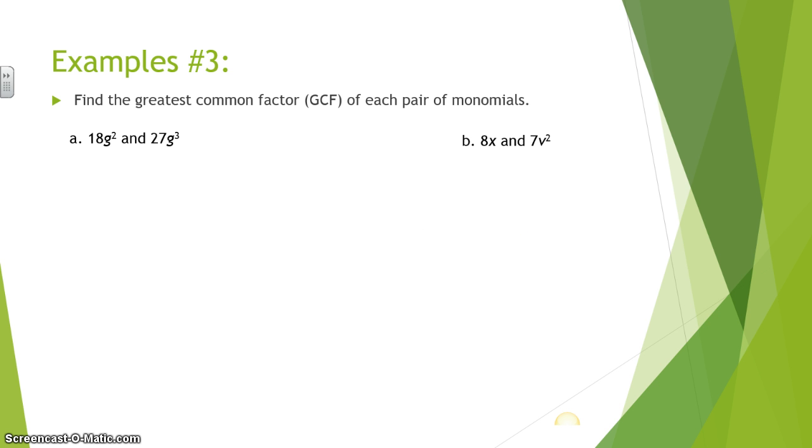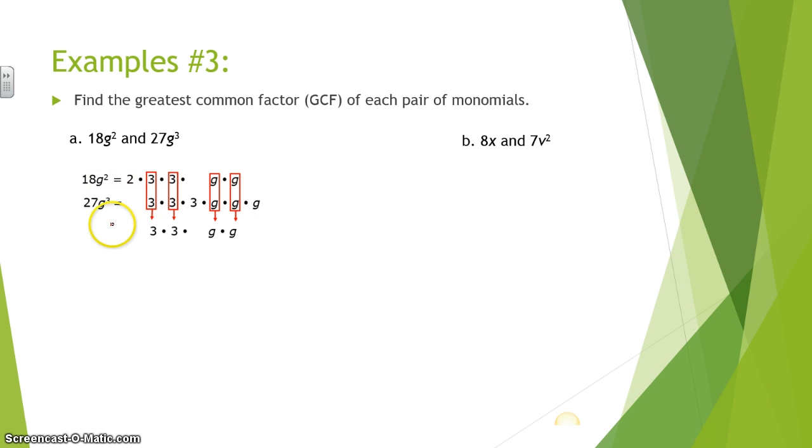Let's look now at this other set. It says find the greatest common factor for each pair of monomials. Notice we only have monomials, meaning there's one term. For A, we have 18g squared and 27g to the third. So what I'm going to do is find the prime factorization of 18 and 27. The prime factorization of 18 would be 2 times 3 times 3. And then we have g squared, so that'd be g times g. The prime factorization of 27 g to the third would be 3 times 3 times 3, and then g times g times g.